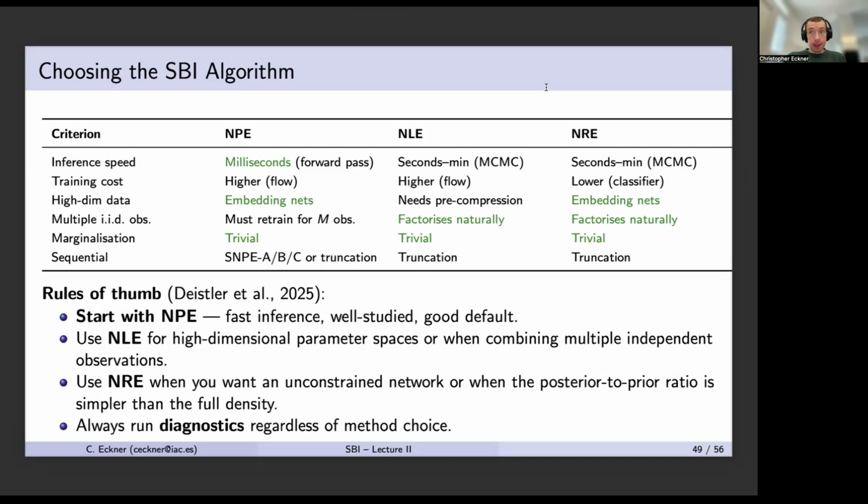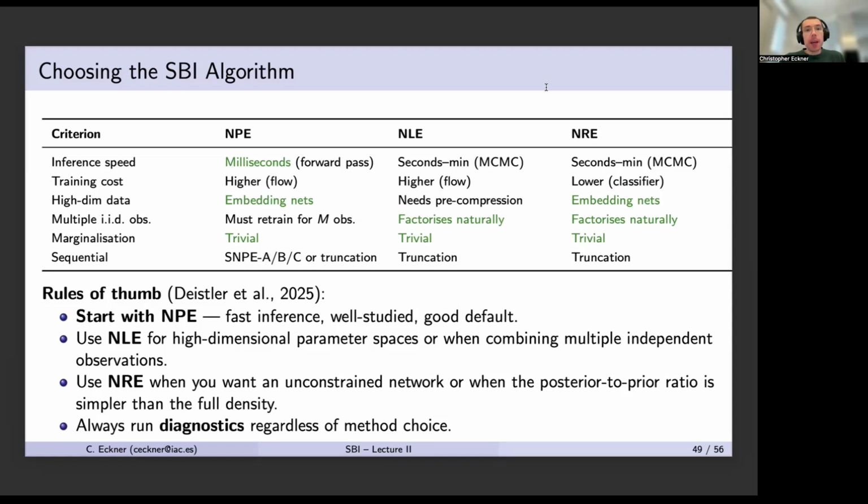As a rule of thumb, you should start with neural posterior estimation. This one is, in essence, very simple. You have these normalizing flows. This is a well-established technique and architecture. They do exactly what you want. They use data to train a posterior distribution by shaping the parameters of a neural network. It has a fast inference, it's well studied, and it's a good default.